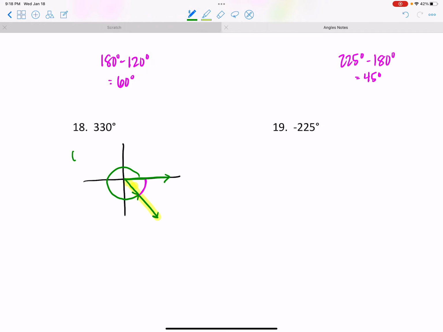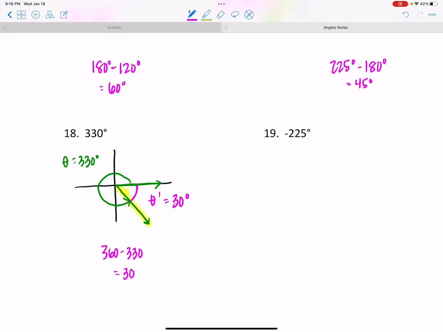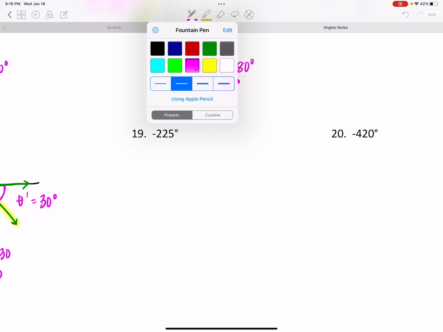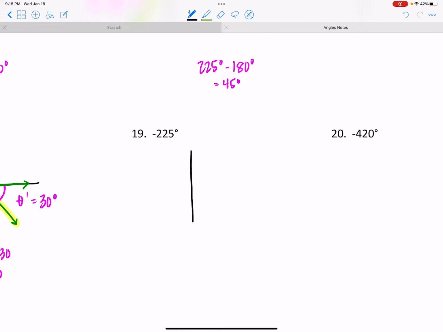So if my given angle is 330, I can see my reference angle makes a full circle there. So I'm going to take 360 this time, subtract out the 330 that I already put into that circle, and that's going to leave me 30 degrees. So this theta prime, this reference angle, is 30 degrees. Now if you're feeling pretty good about this, this would be a good place to pause the video and try this out, but I'm going to go ahead and do a couple more with you here.